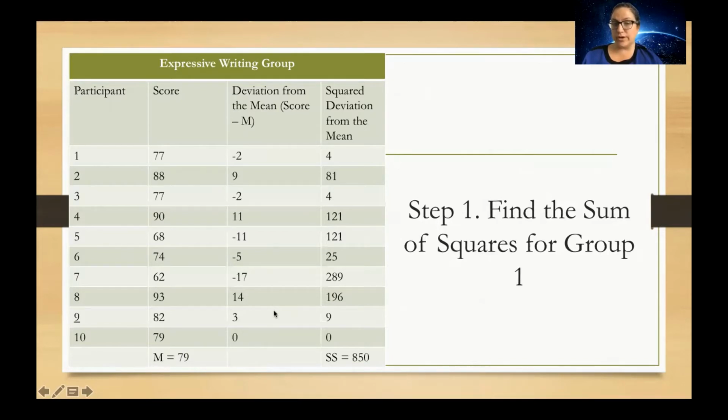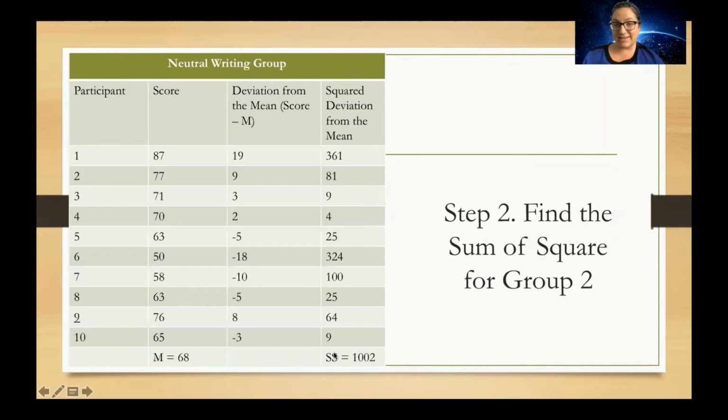And then you get the squared deviation from the mean. What you do is simply square the deviation from the mean score. For participant 1, their score was 77, the mean was 79, so they ended up with a deviation of -2, and then you square it. -2 squared is 4. For participant 2, the score was 88. You subtracted the mean, 79, 88 minus 79 equals 9, and then you square it, 81. You do that for each score in the data set. Once you get all the squared deviations from the mean, you add up those numbers, and that is your sum of squares. The sum of squares for the expressive writing group is 850.